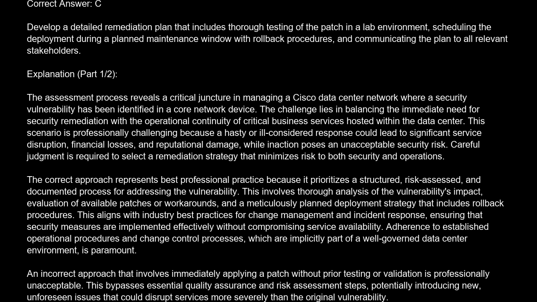The correct approach represents best professional practice because it prioritizes a structured, risk-assessed, and documented process for addressing the vulnerability. This involves thorough analysis of the vulnerability impact, evaluation of available patches or workarounds, and a meticulously planned deployment strategy that includes rollback procedures. This aligns with industry best practices for change management and incident response, ensuring that security measures are implemented effectively without compromising service availability. Adherence to established operational procedures and change control processes, which are implicitly part of a well-governed data center environment, is paramount.